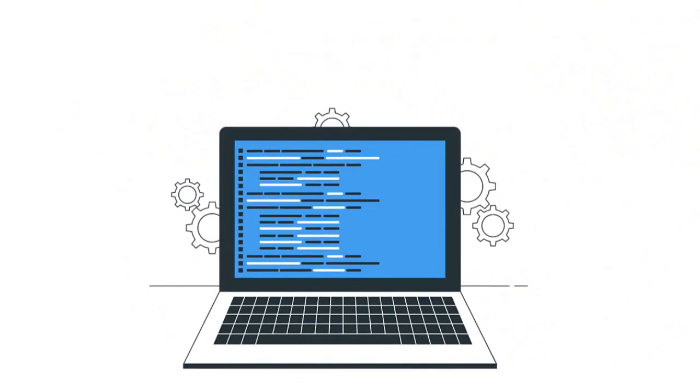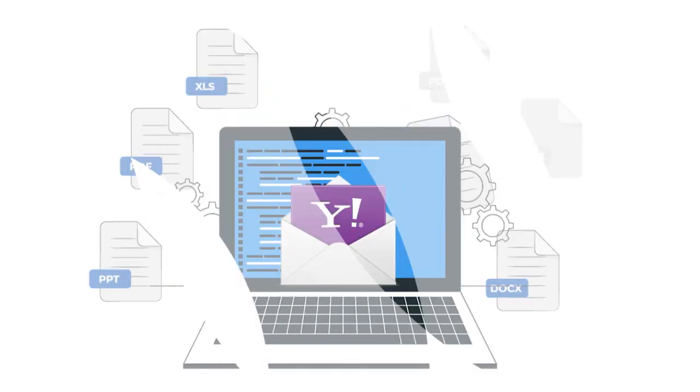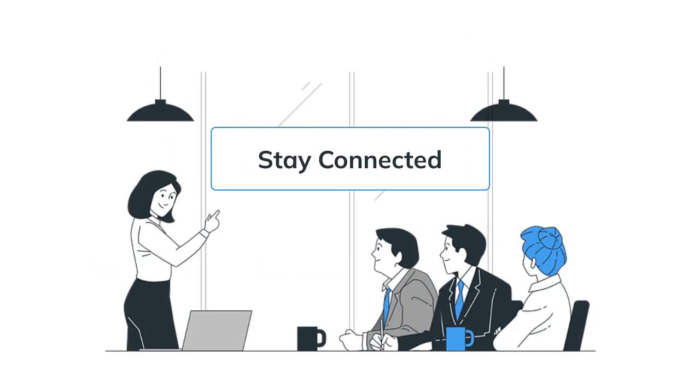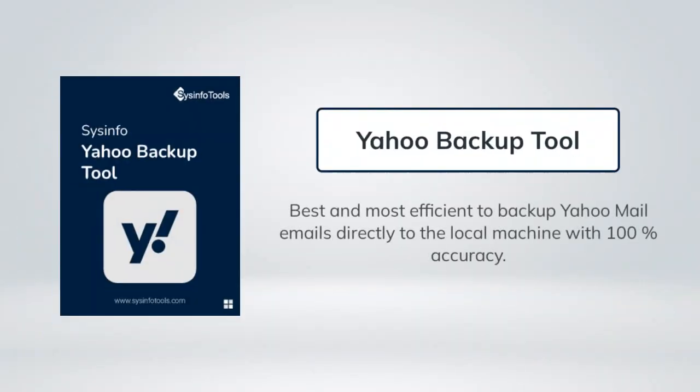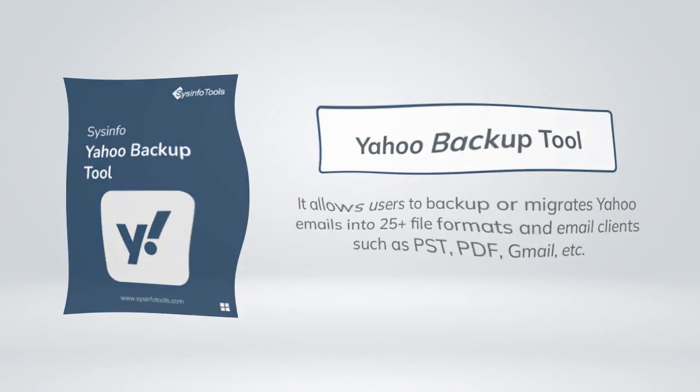Are you looking for the perfect utility by which you can back up Yahoo Mail emails into different file formats? If yes, then stay connected. Sysinfo Yahoo Backup Tool is the best and most efficient to back up Yahoo Mail emails directly to the local machine with 100% accuracy. It allows users to back up or migrate Yahoo emails into 25+ file formats and email clients such as PST, PDF, Gmail, etc.